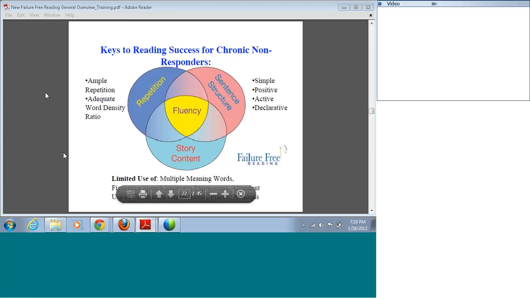And then lastly, included in the sentence structure, we want to limit the use of multiple meaning words. We want to limit the use of figurative speech, idiomatic expressions, abundant use of uncommon names, dates, places, and pronouns. The reality is that these are things that make reading challenging for us as adults. So we can't imagine that those same components are going to be effective and successful when presented to students that are struggling severely.